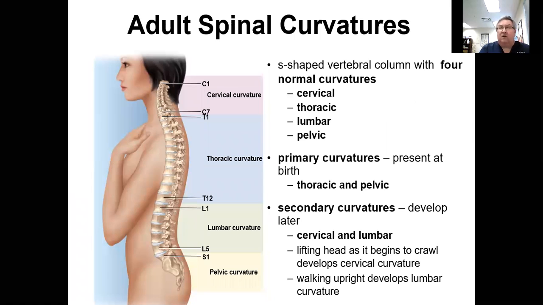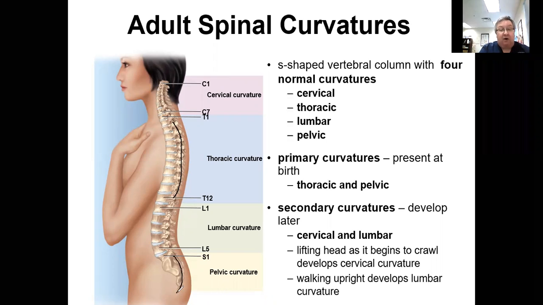Again, these adult curves are created from our ability to walk and hold our head up. So we actually have different curves at different portions of our body. We have cervical curves, thoracic, lumbar, and pelvic curves. Now, as an adult, we do have primary curves. And the primary curves of the adult are at the thoracic and pelvic areas. As you can see, those two areas curve outwards. Here's the thoracic that curves outwards, and here's the pelvis, which curves outwards.